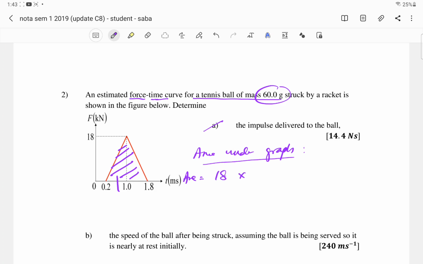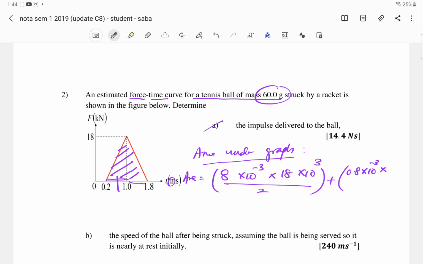So 18 times 10 power of negative 3, remember millisecond. Here is 8. Okay, 18 power of 3 over 2, plus here is 0.8, negative 3, divided by 2 also. Okay, so the area is 14.4 newton second.